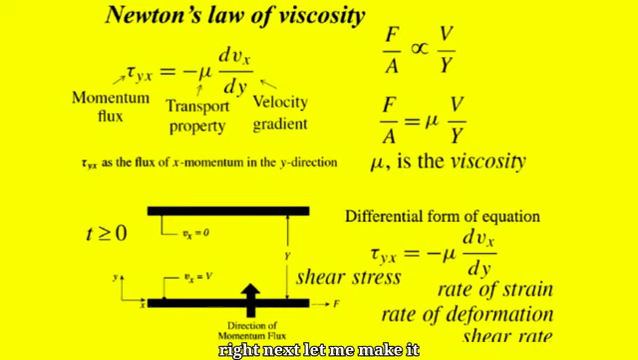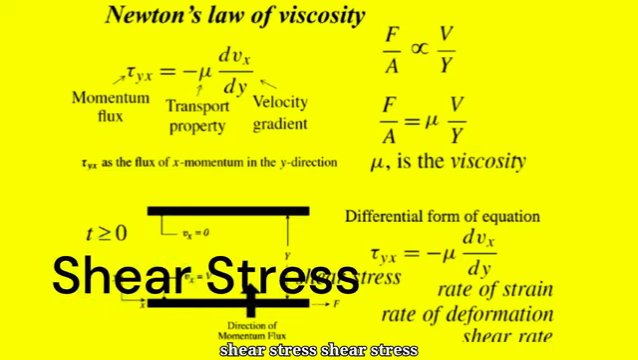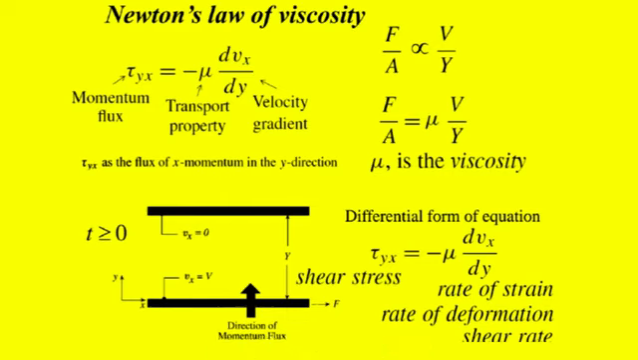Alright, next, let me make it simpler for you. Here tau yx is nothing but a shear stress. Shear stress is basically force per unit area acting in the x direction on the plane normal to the y direction. You can think of it in a much simpler way: how much push the fluid layers are exerting on each other.